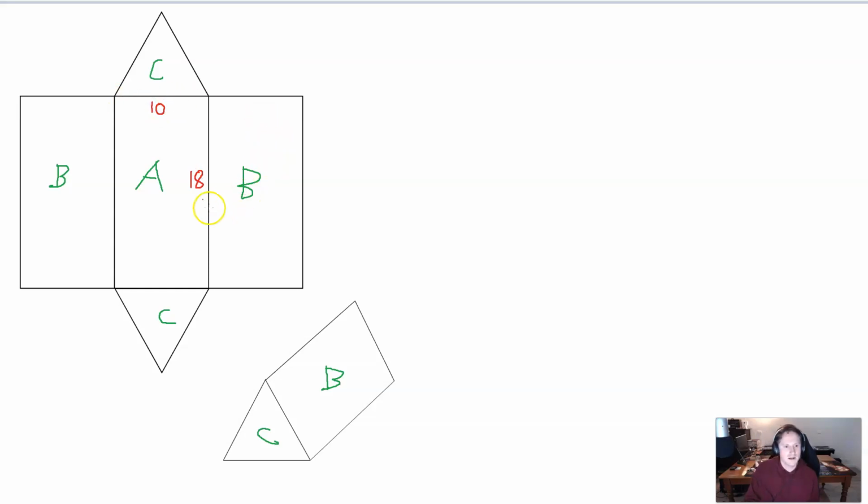Now, something to consider. If I was to work out the surface area of shape A, it's going to be the base times height, which is just going to be 18 times 10, which is going to be 180 centimeters squared. So that's easy. That part's done.